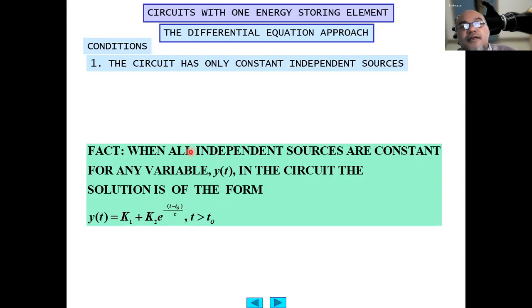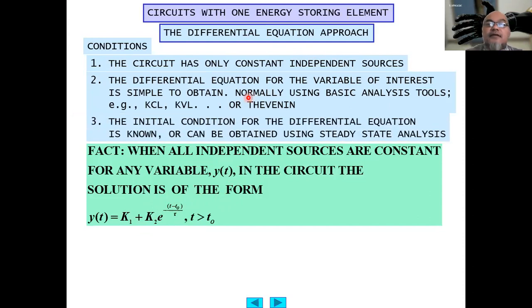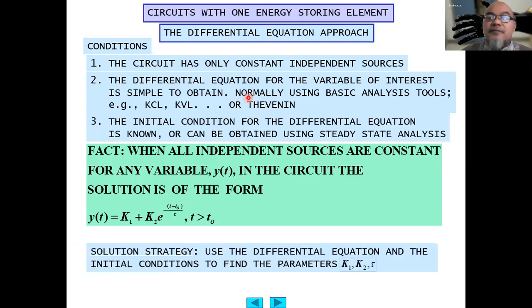So the condition here is that the circuit has only constant independent sources. The differential equation for the variable of interest is simple to obtain, using basic equations, Kirchhoff's current law, Kirchhoff's voltage law, or Thevenin's law, etc., what you have learned in semester 1. What is also important is that the initial condition for that differential equation should be known. That can be obtained using steady state analysis.